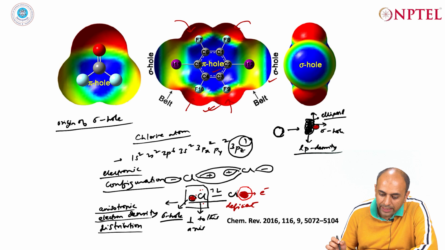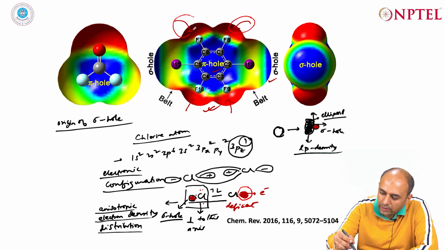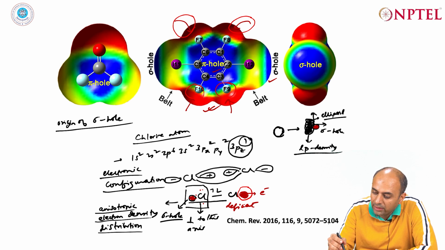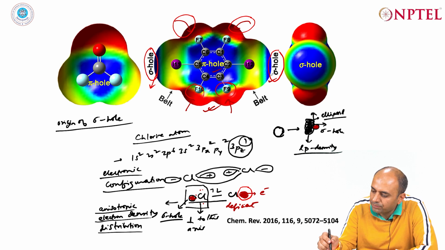We also looked at the presence of the pi hole, which essentially originates from electron withdrawing groups, for example fluorine, which withdraw electron density from the central pi ring and generate a pi hole which is electrostatically positive. We can look at this particular system, diiodotetrafluorobenzene, which has a sigma hole represented by the blue region along the C-I bond, and the lone pair density represented by the yellow region perpendicular to the bond axis.